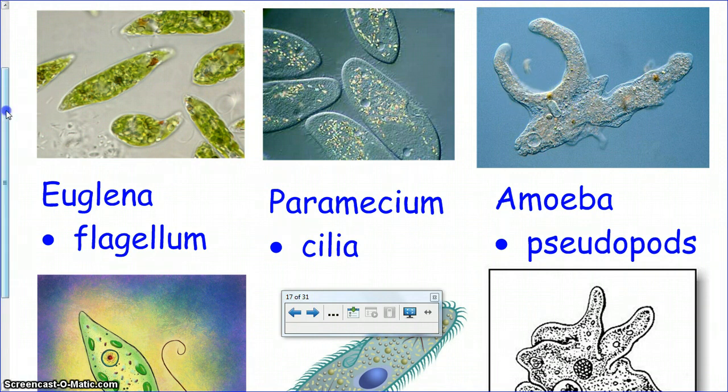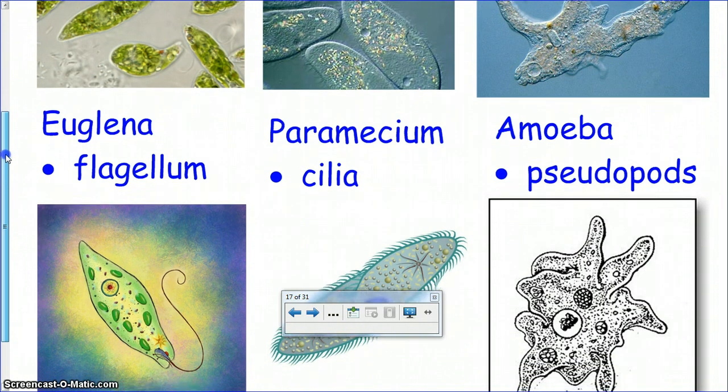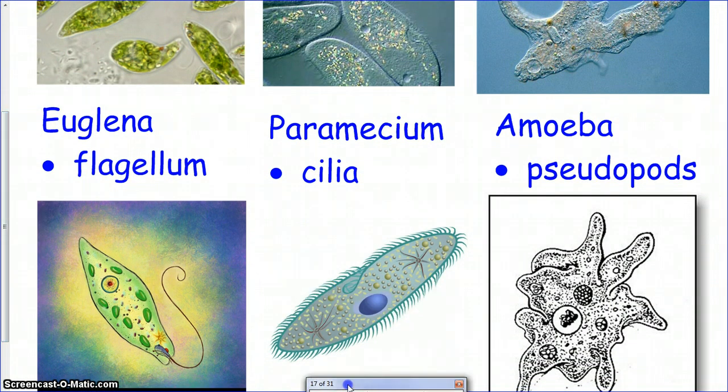So the top ones are real life pictures of the organisms, and the bottom ones are drawings which show all the different organelles that are inside of the cell. They're each one cell big, they each have a nucleus, but they use different ways of moving around. This one uses pseudopods, which are the cytoplasmic extensions. This one uses cilia, which are the little hairs around the surface. This one uses a flagellum, which is a tail.